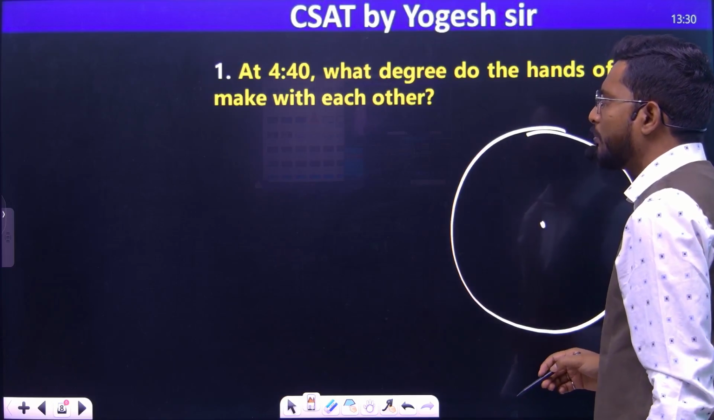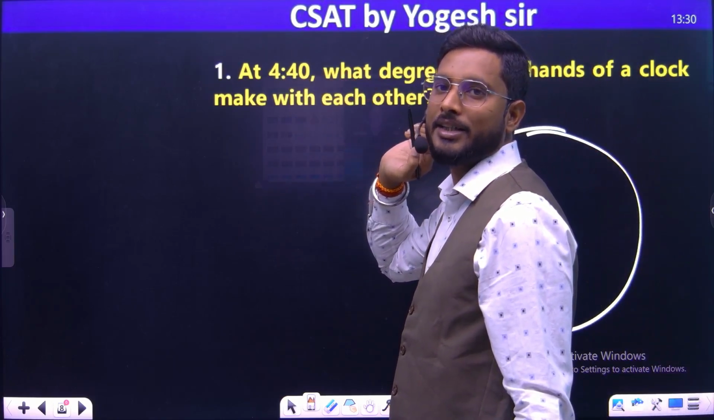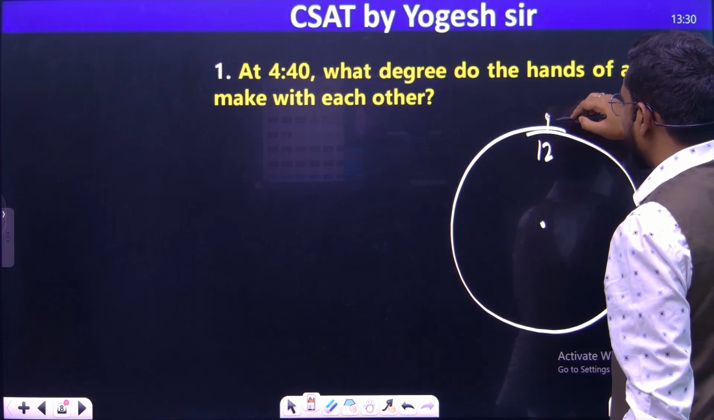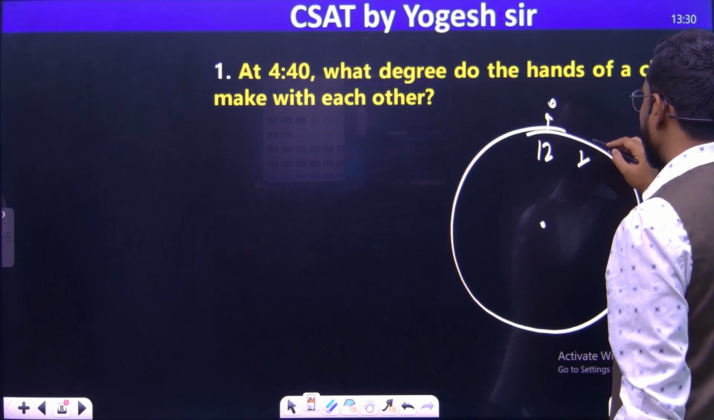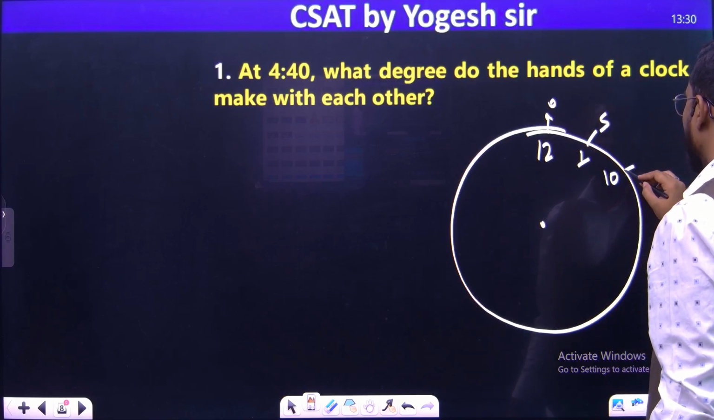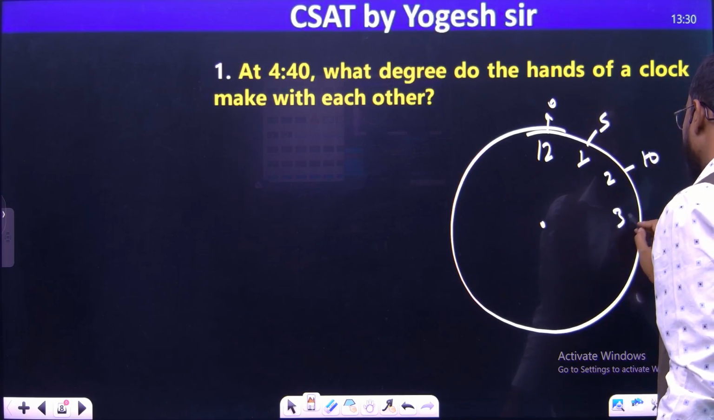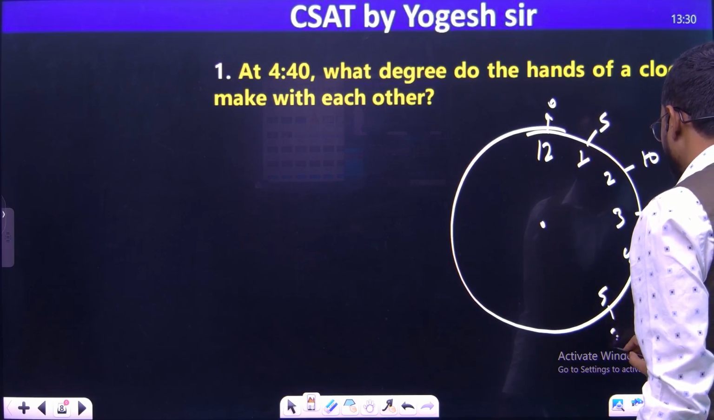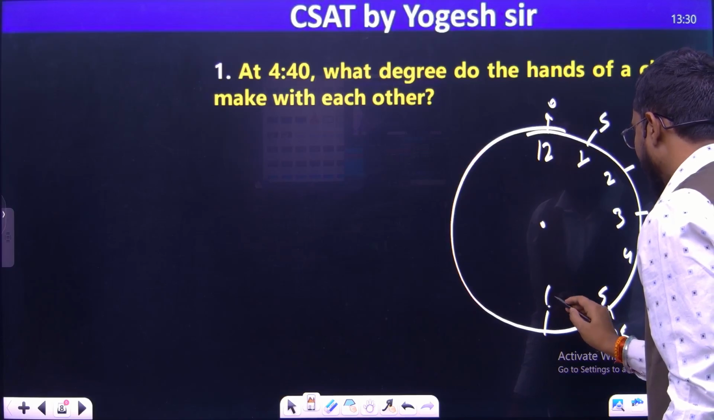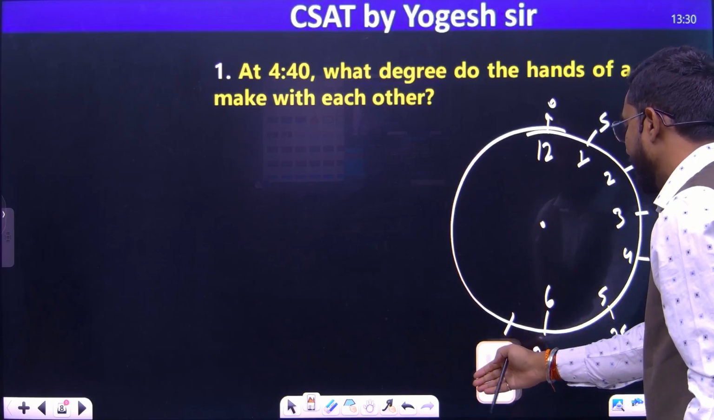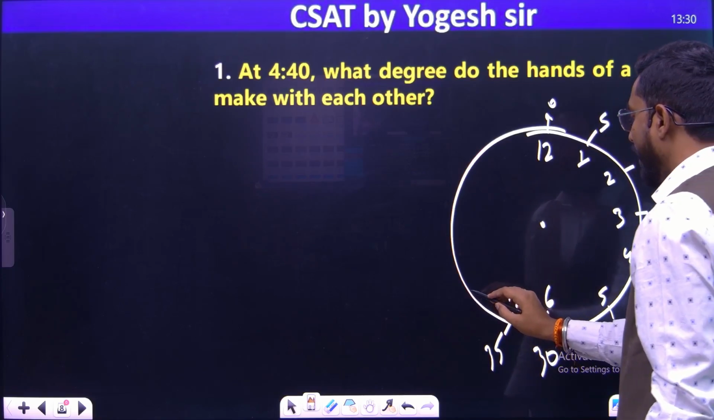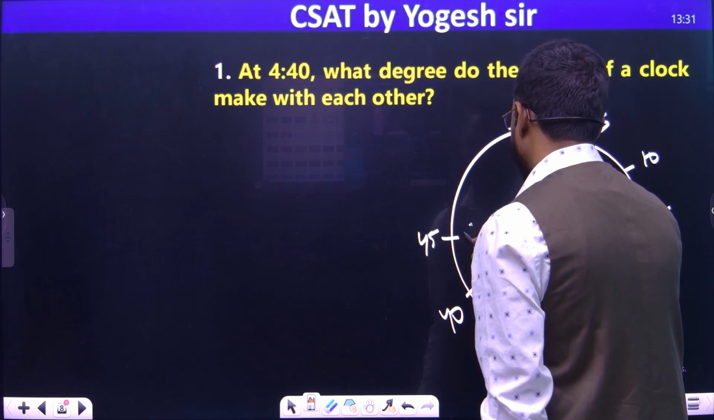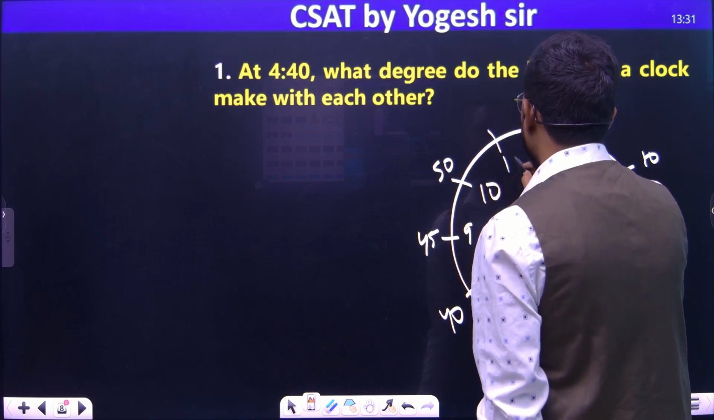We have to fix the positions of the minute hand and hour hand first. At 12 that is 0 minutes, at 1 that is 5 minutes, at 2 that is 10 minutes, at 3 that is 15 minutes, at 4 that is 20 minutes, at 5 that is 25 minutes, at 6 that is 30 minutes, at 7 that is 35 minutes, at 8 that is 40 minutes, at 9 that is 45, at 10 that is 50, and at 11 that is 55.